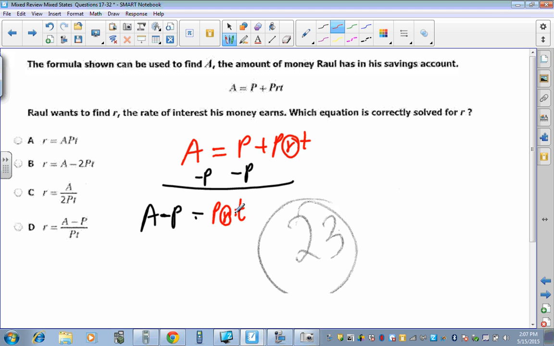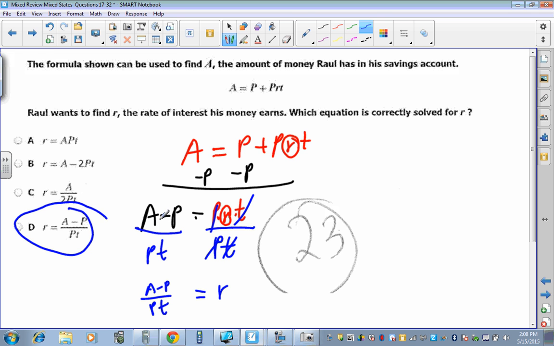We're looking for R. They're connected by multiplication. We can get rid of them both at the same time by division, because the P's will cancel, the T's will cancel, and so we're going to get R equal to A minus P over PT, which is choice D.